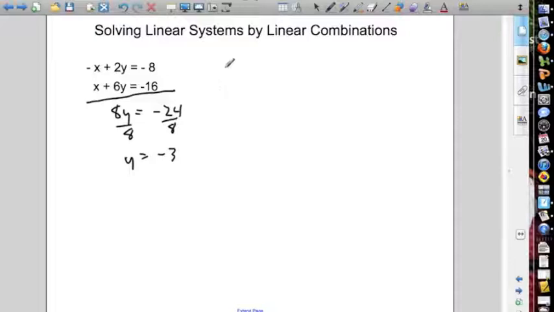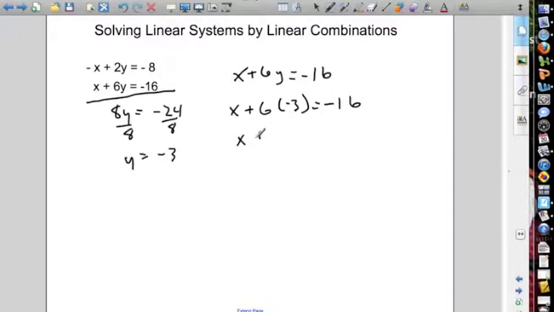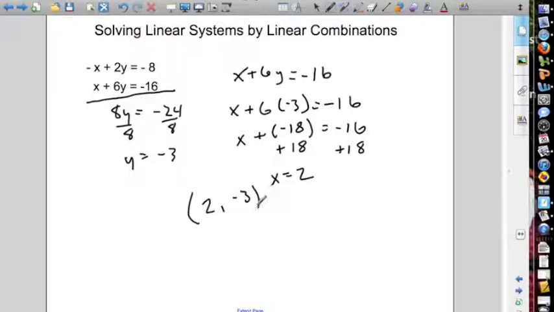Now that I know y is negative 3, I can go back into either one of the originals. I'm going to pick this one because it's all positive: x plus 6y is equal to negative 16. I'm going to plug in the negative 3. Make sure you don't lose any of your negatives. 6 times negative 3 is negative 18. I add 18 to get rid of that, add 18, and x is equal to 2. So my ordered pair is 2, negative 3. I could go back and check that solution with both of these, and if you do, you'll find that 2, negative 3 is the solution.